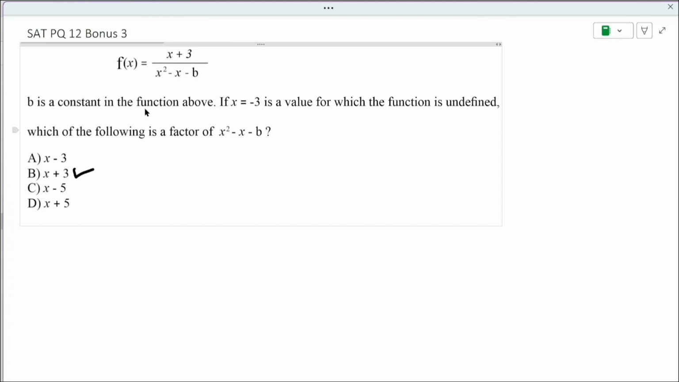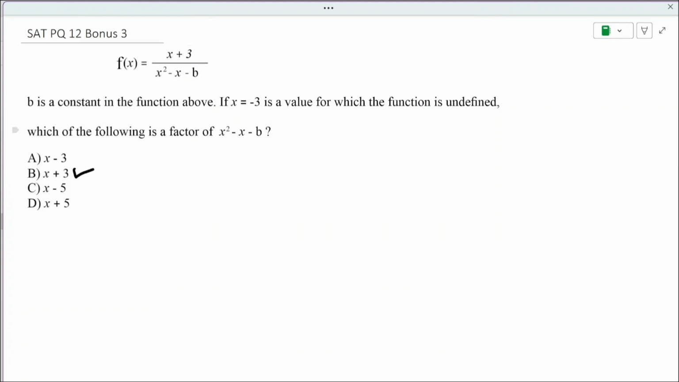It says b is a constant in the function above. If x equals -3 is a value for which the function is undefined. We know what it means for a function to be undefined. That is, the denominator must be equal to 0. And for it to be equal to 0, x would have to be -3.